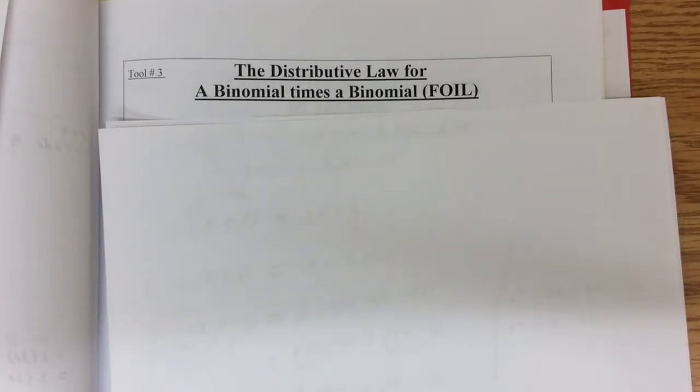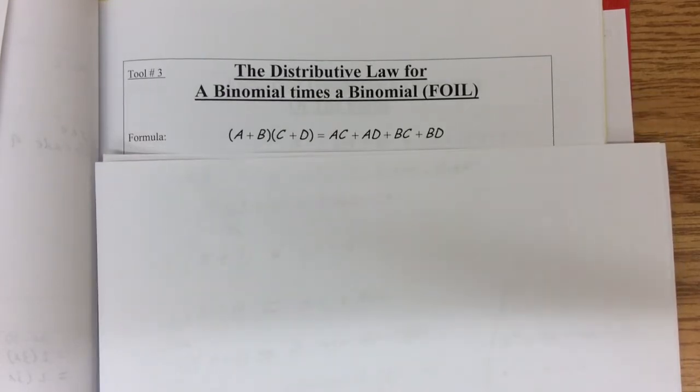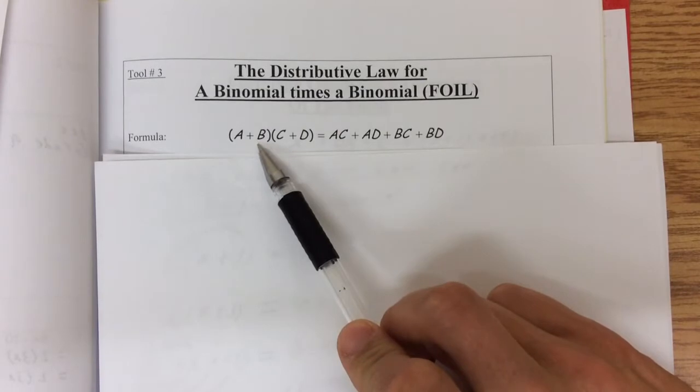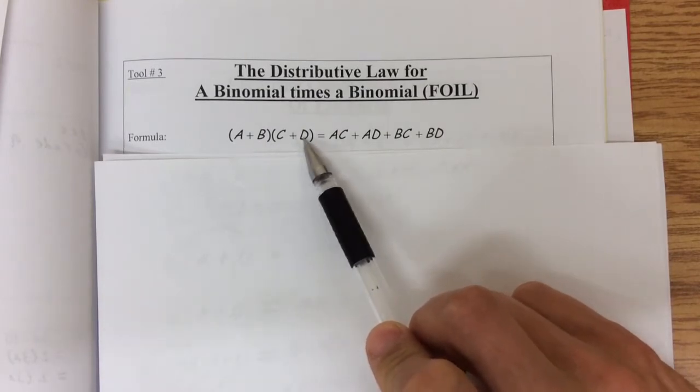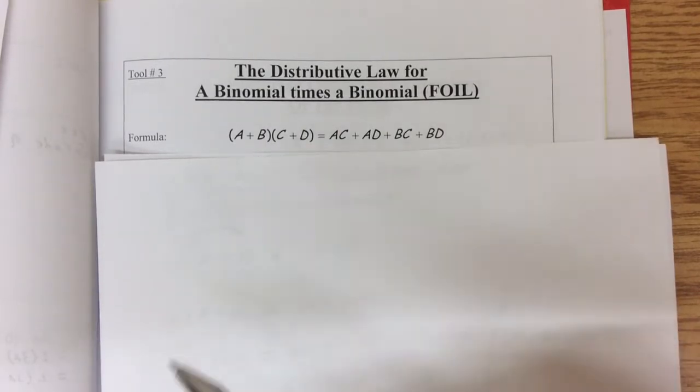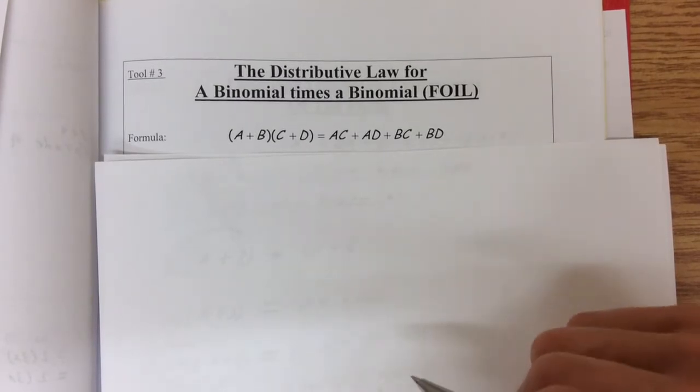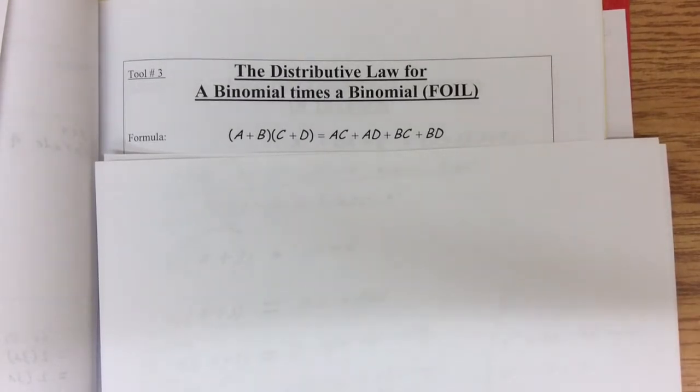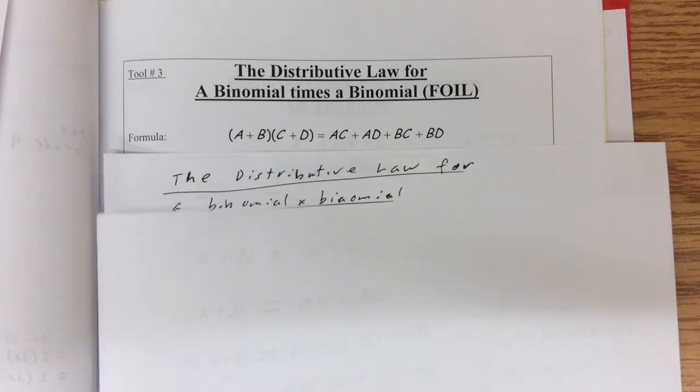All right, so now we're going to look at the distributive law for a binomial times a binomial. So a binomial times a binomial looks like something like this: 2 terms in brackets times 2 terms in brackets. Before we do this, we're going to have to go back and look at a monomial times a binomial, just to go back to the distributive law and see what that looks like.